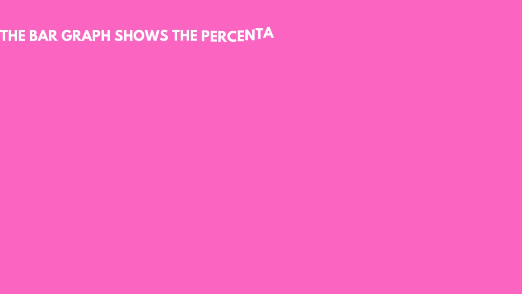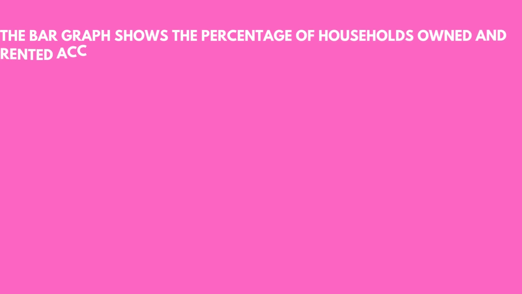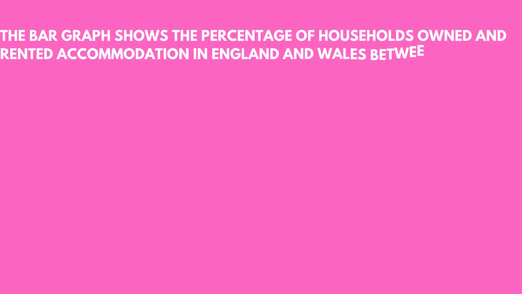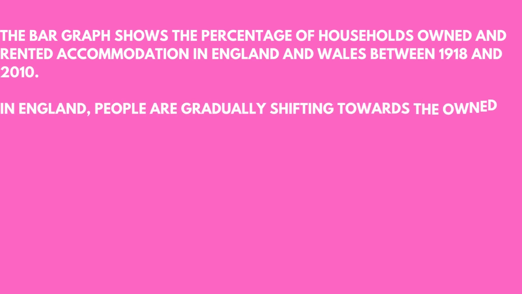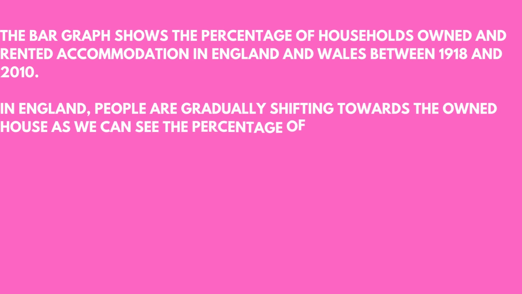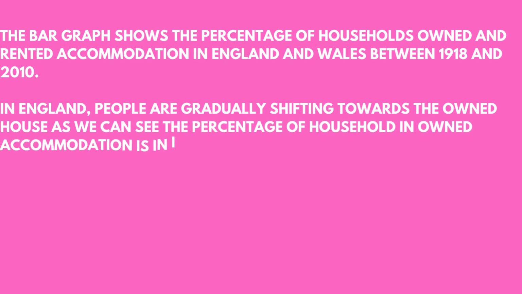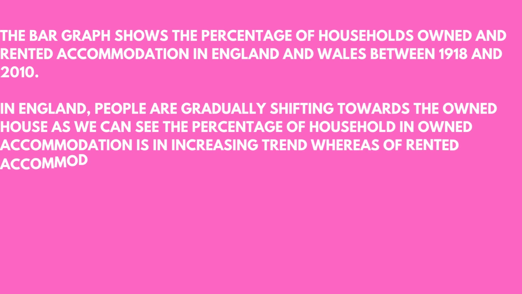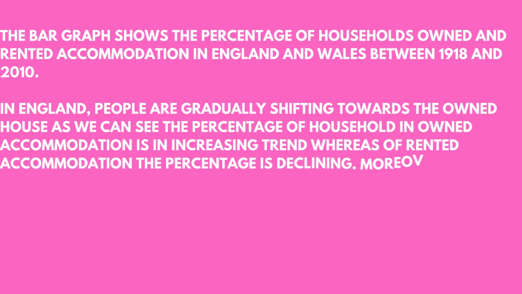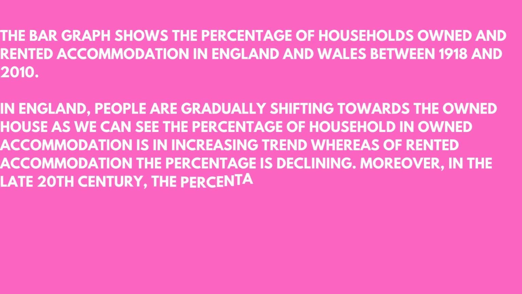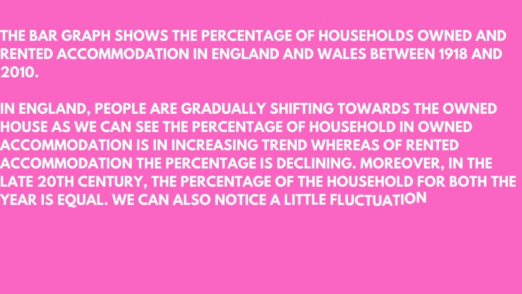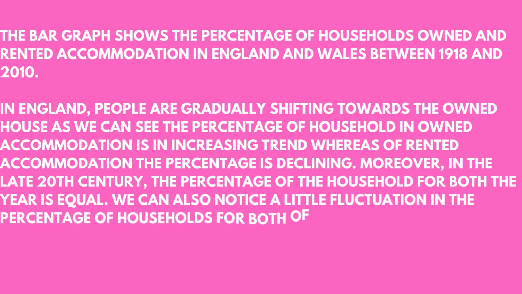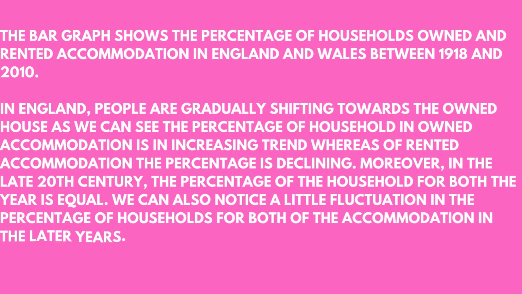The bar chart shows the percentage of households owned and rented accommodation in England and Wales between 1918 and 2011. In England, people are gradually shifting towards the owned house. As we can see, the percentage of households in owned accommodation is an increasing trend, whereas for the rented accommodation, the percentage is declining. Moreover, in the late 20th century, the percentage of the households for both types is equal. We can also notice a little fluctuation in the percentage of households for both accommodation types in the later years.